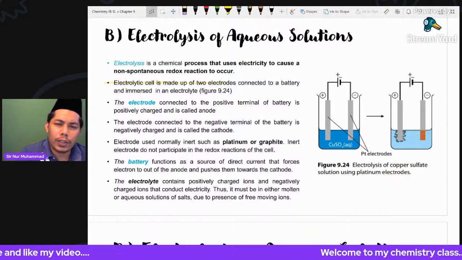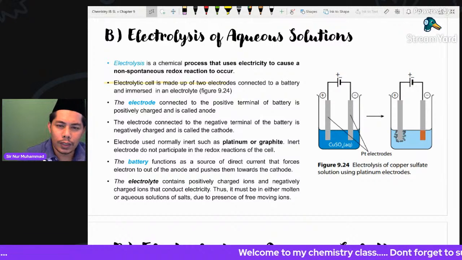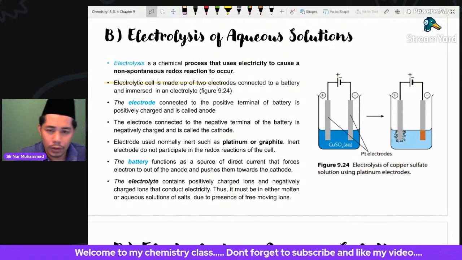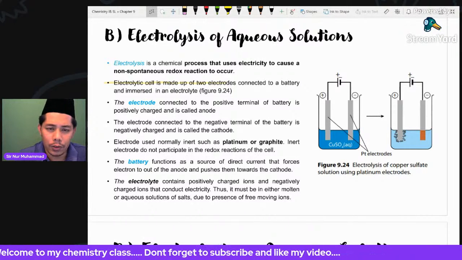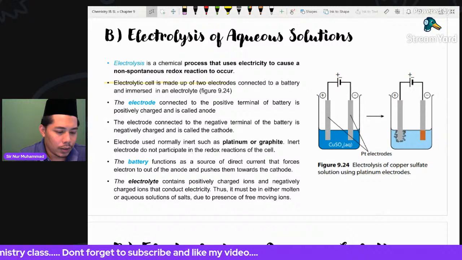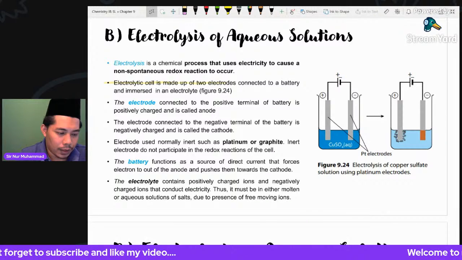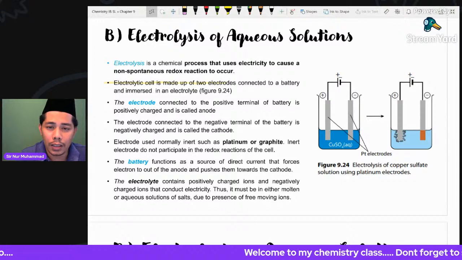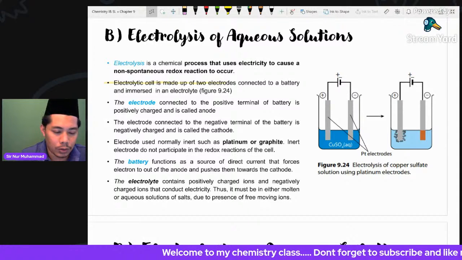So, dalam video ni saya akan terangkan tentang electrolysis of aqueous solution. Okay, so this is our topic 19, redox solution for HL. Okay, let's look at my slide. Okay, how to construct electrolysis of the aqueous solution.